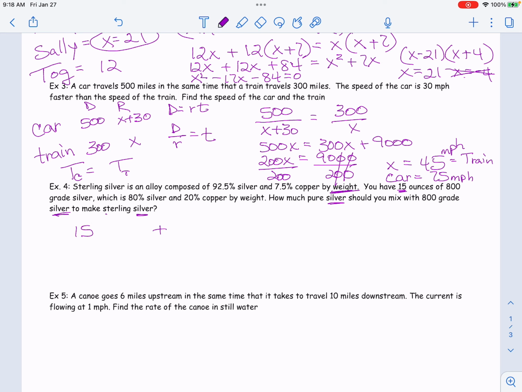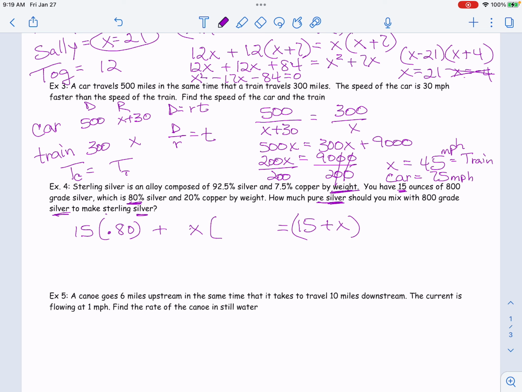We want to add some amount that's going to give us sterling silver. Well, we don't know how much we're going to add. And when we get finished with it, the weight of what we have is going to be 15 plus X. The 15 ounces that we have, 80% is silver. The part that we're going to add to that is 100% silver. We want to add pure silver.